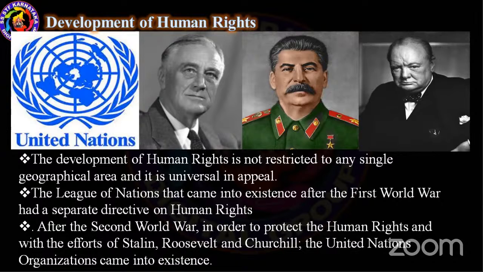World leaders like Hitler and Mussolini didn't follow the orders of the League of Nations. Therefore, within a short period of time, it was dissolved. But after the Second World War, the United Nations organization came into existence. Stalin, Roosevelt, Churchill, and many other world leaders played a very important role in establishing the universal body called UNO. After its establishment, this body focused on the effective implementation of human rights in the entire world.